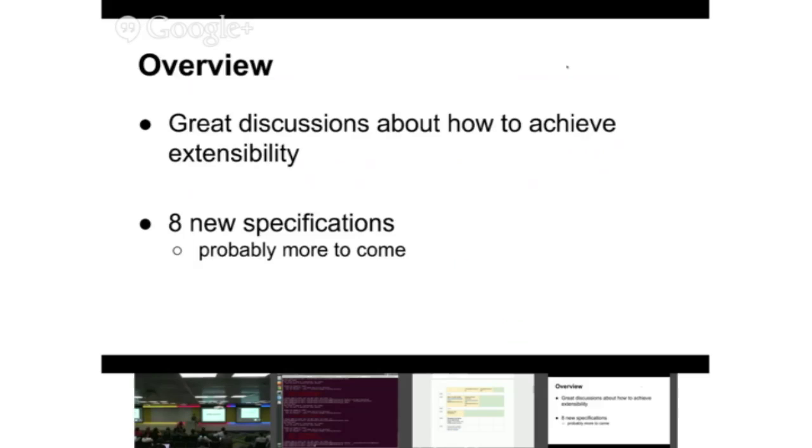Right, so what happened? An overview is that we had some really great discussions about how to achieve extensibility. We did some deep dives into some specific areas and chose 8 areas to build specifications in, 8 new areas, 8 new specs. I'd say that's not the full story. I'd say there are more to come. But this is what we've started on. We are going to meet in Paris after the CSS working group in August, or late August, to talk about progress so far, and hopefully we will have made some significant progress in that time.